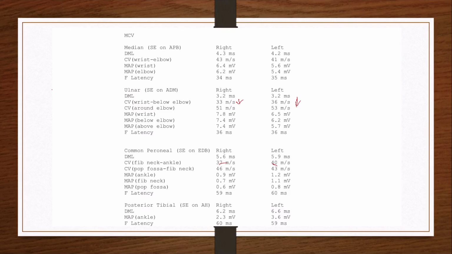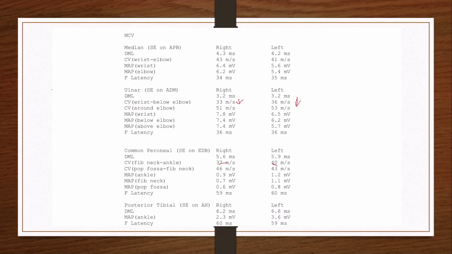Motor amplitudes are reduced bilaterally, and the F latencies are increased too. Tibialis, posterior tibial nerve to the AH, again we have reduction in the motor amplitudes and some prolongation of the F latencies too. So everything here, both for the sensories and for the motors, are either borderline or reduced.